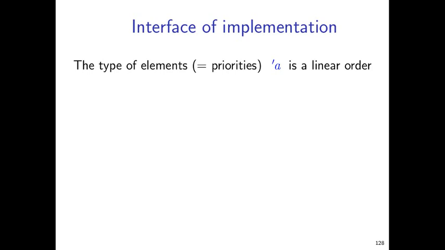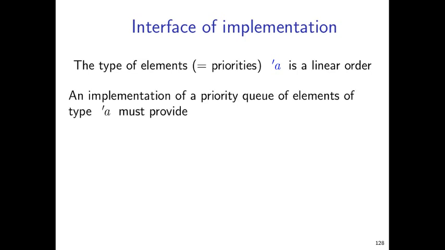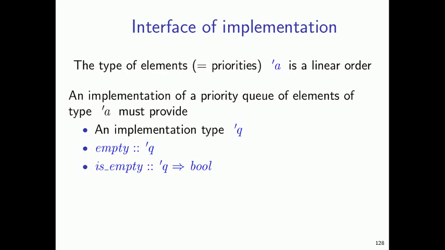So yeah, we need some type A of priorities that is linearly ordered. And well, then we need some implementation type Q for the queue. We need an empty operation. It returns a queue. Is empty. It queries whether the queue is empty. Insert. Clear what it does.